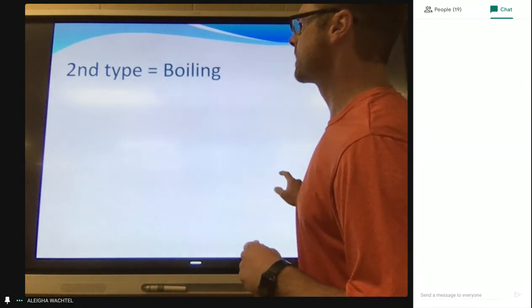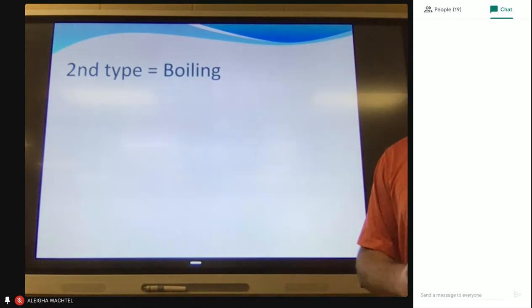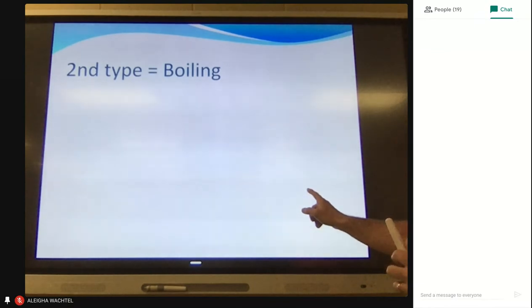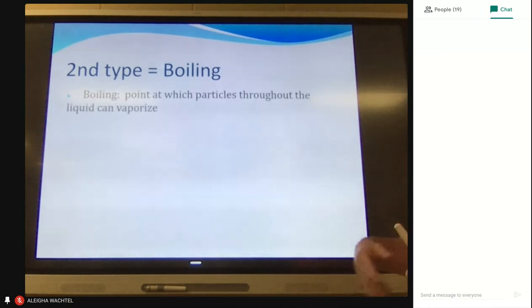All right, so the second type of vaporization is called boiling. And this is going to be the one that we spend more time on. The idea behind boiling, and the whole idea of what it means that you're boiling.